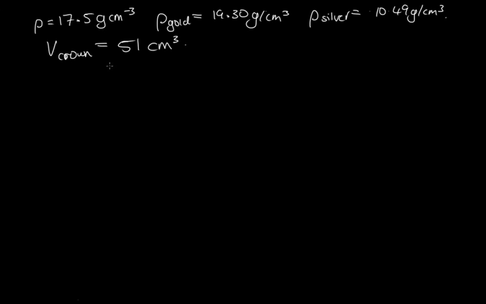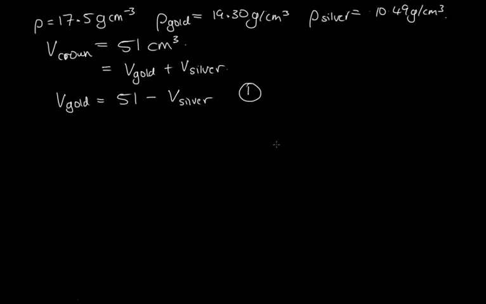Now we know that the crown is made up of the volume of gold plus the volume of silver, which went into making it. So we can say that the volume of gold in the crown is equal to 51 centimeters cubed minus the volume of silver. So that's one equation we've got. Let's call that equation 1.